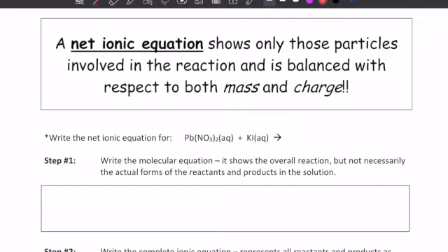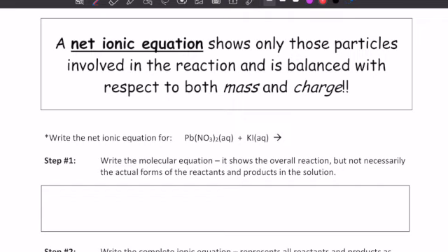A net ionic equation shows only those particles involved in the reaction and is balanced with respect to both mass and charge. We're going to take a look at this reaction that we saw as a demo in class, and we've used a couple of times: lead 2 nitrate reacting with potassium iodide. We know that both of those are aqueous solutions, and that it creates one precipitate and also one aqueous solution.